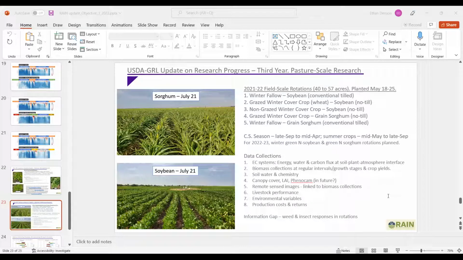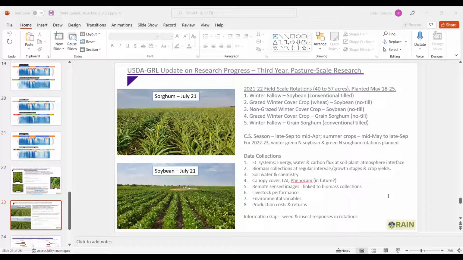So this year, 40 to 57 acre pastures. We have one of them that's a winter fallow soybean conventional tilled as a control. And we have 2 other soybean crops, both of which involved winter covers. And we did some weird things to the winter covers. One we did not graze, and the other one we said, well, if all of a sudden the price of grain goes up, what's the stocker guy going to do if he's got wheat ground floating around? Going to graze it. So we grazed 1 unit. And see what else did we do in there? Graze sorghum with a grazed winter cover crop, and graze sorghum with a winter fallow.